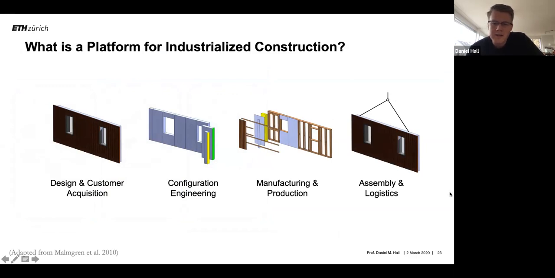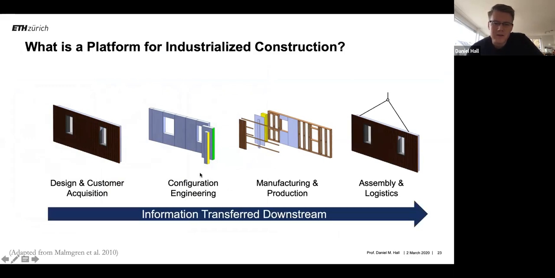But in a normal process for industrialized construction, you might think from left to right: you have design and customer acquisition, you have some kind of engineering, some manufacturing and production, and then assembly and logistics. We're very used to this process flowing downstream. So each stakeholder passes the information from design to configuration engineering to manufacturing. And this is very normal for the industry.